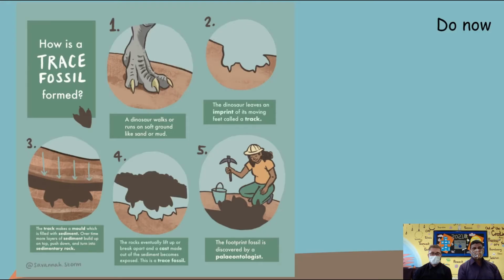Okay, so there are two types of fossils. One is the fossil of the animal, and another is the fossil of the footprint. So in this picture, as you can see, the dinosaur walked on soft sand, and then his footprint was left in the sand. And over a period of time, more sedimentary rocks formed on that footprint, and eventually you have a footprint fossil formed.